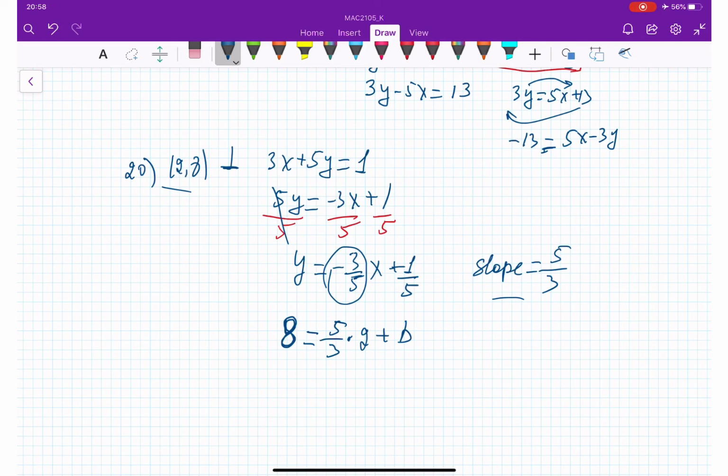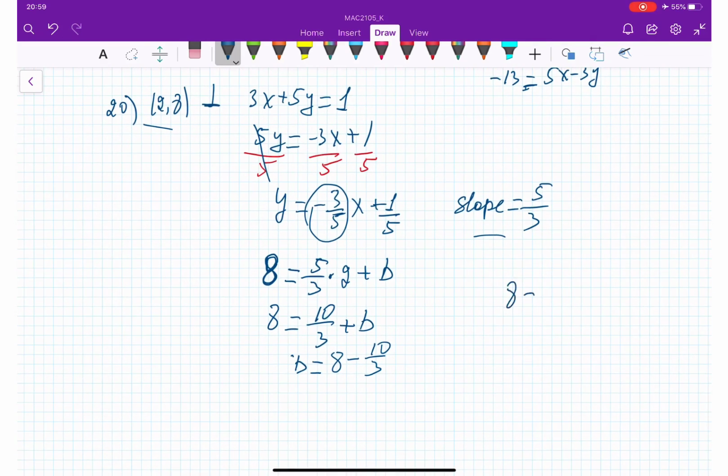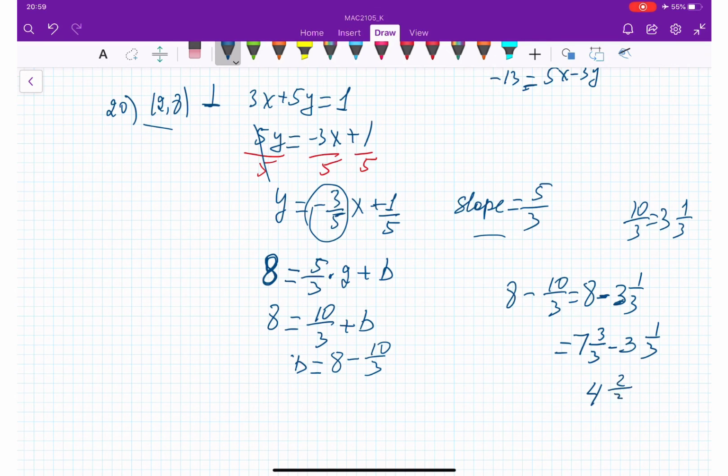We need to find our b. So 8 is equal to 5 times 2 is 10 over 3 plus b. So b is equal to 8 minus 10 over 3. Let's solve it. 8 minus 10 over 3 is 8 minus 3 and 1/3. How did I get it? 10 divided by 3 is 3 times. 3 times 3 is 9, the remainder is 1 over 3. 8 minus 3 and 1/3. Since the denominator is 3, I'm writing 7 and 3 over 3 minus 3 and 1/3. The answer is going to be 4 and 2/3.